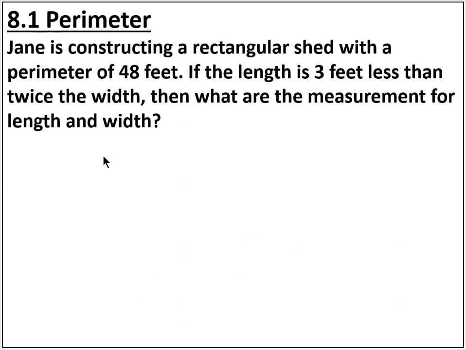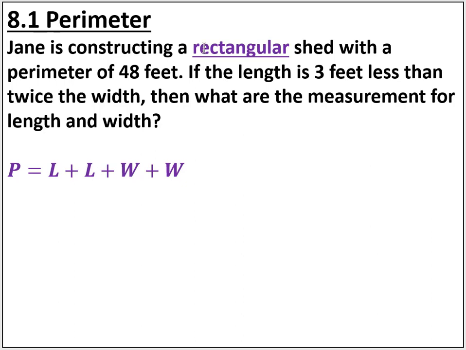So in this word problem, it states Jane is constructing a rectangular shed with a perimeter of 48 feet. If the length is 3 feet less than twice the width, then what are the measurements for the length and width? So first thing is we need to identify what we know from this given word problem.